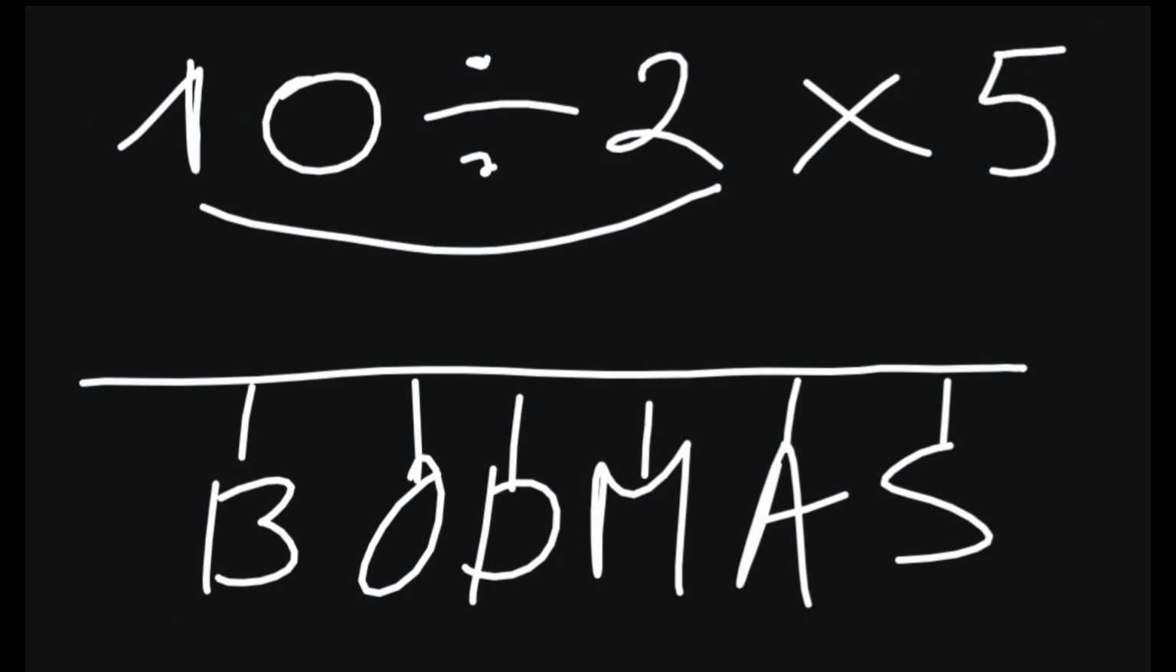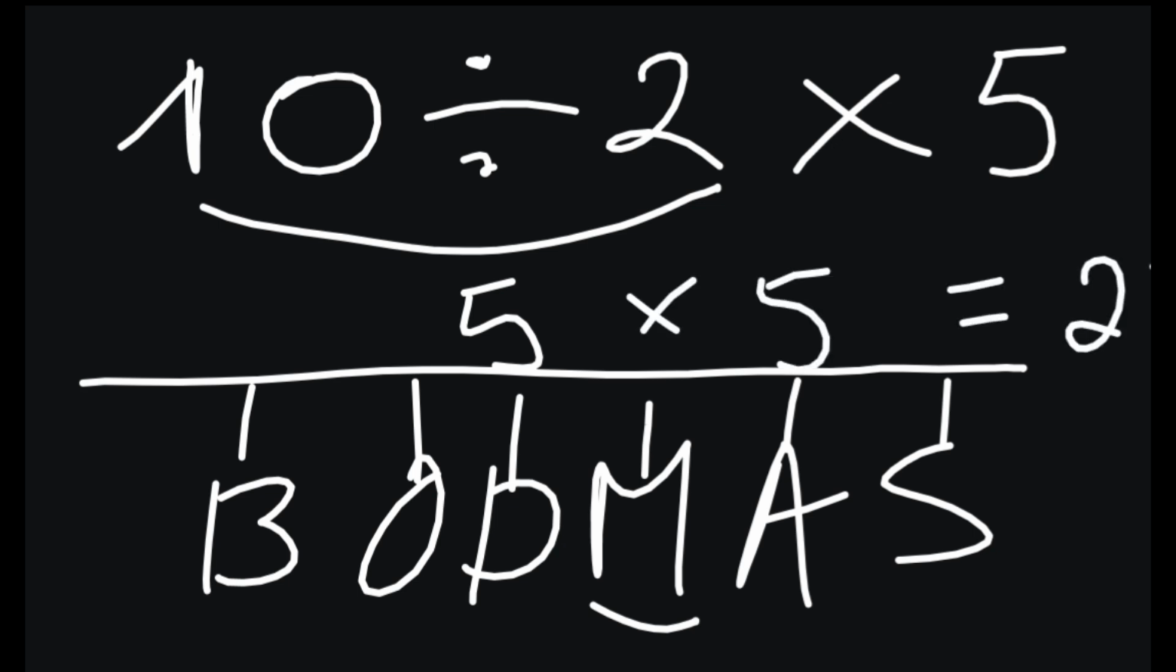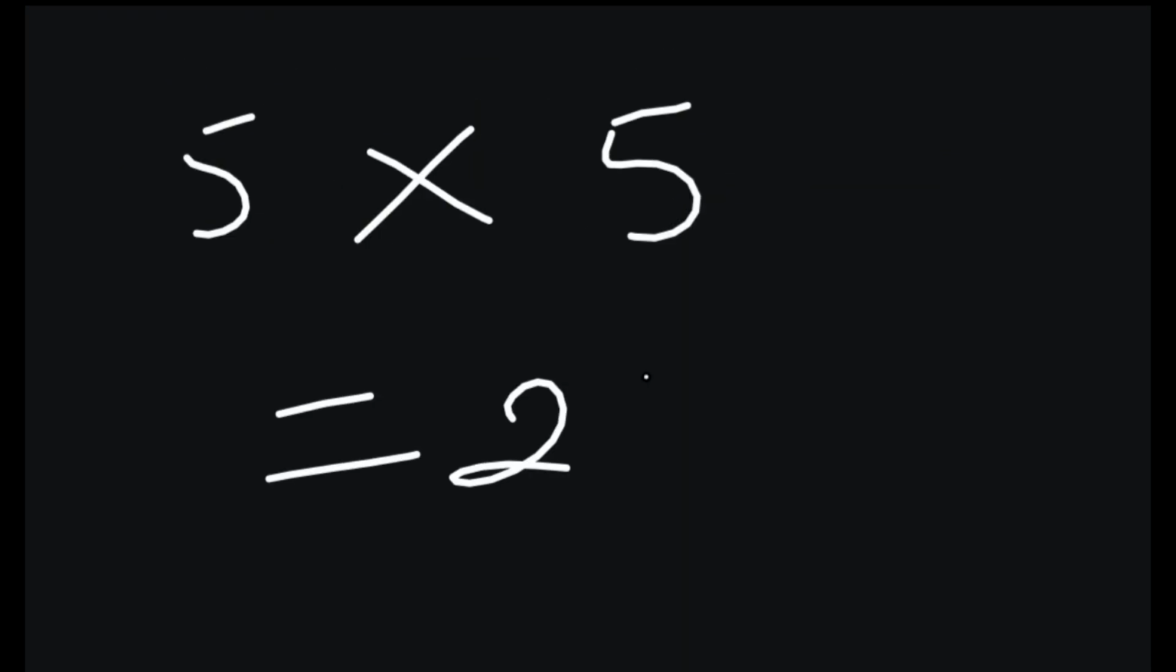Divided by 2, we have a division, so 10 divided by 2 gives us 5, and then we have a multiplication, that is 5 times 5, and our answer is equal to 25. Hence, our answer is 5 times 5, which is equal to 25.